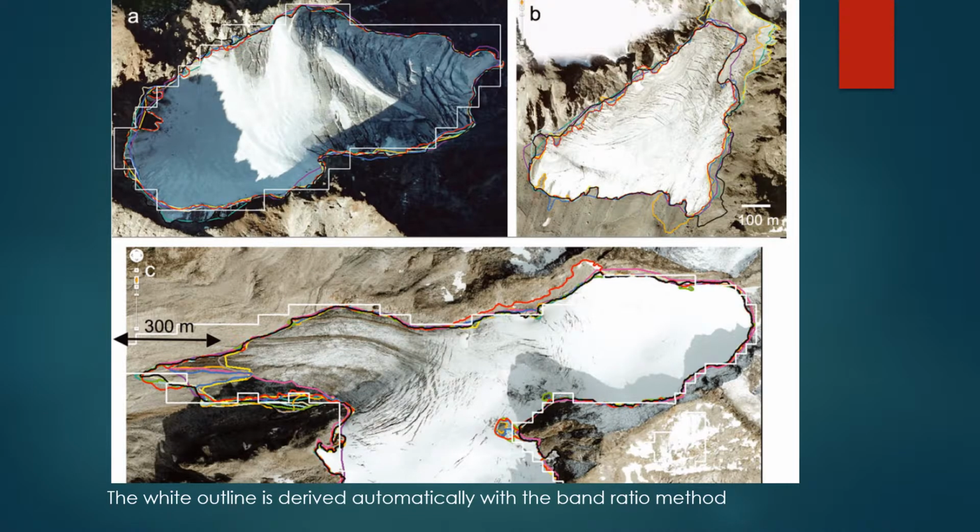Here's another example of the glaciers, where the different color outlines show each analyst's determination of the outline, and you can also see the white outline, which is an automatically derived outline based on the band ratio method. You can see that the analyst outlines are more curvy and follow the natural pattern of the glacier, while the automatically generated outline has sharp angles, 90-degree angles.